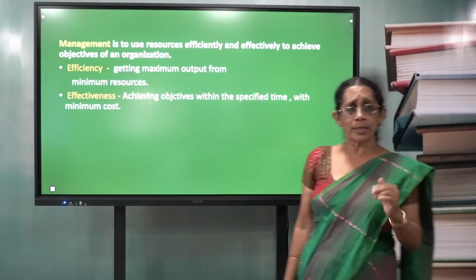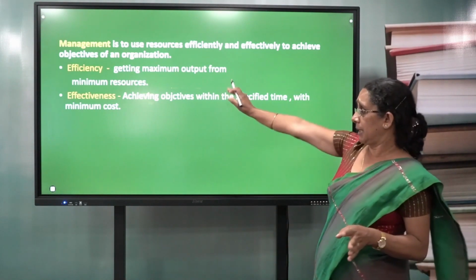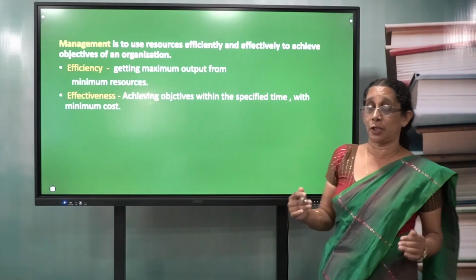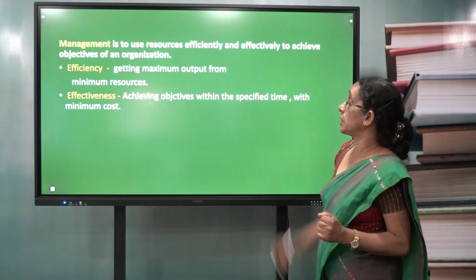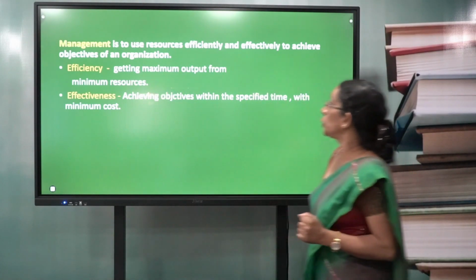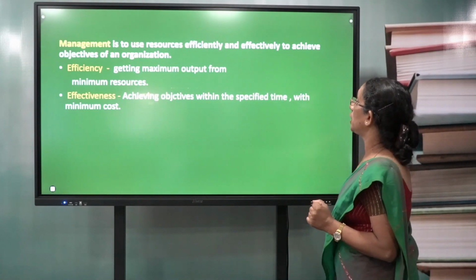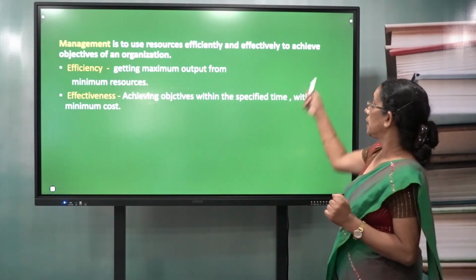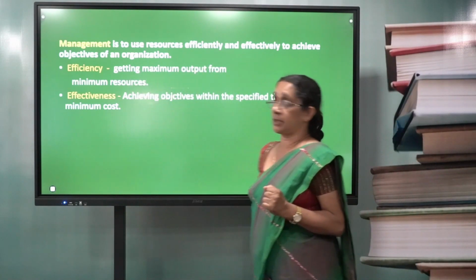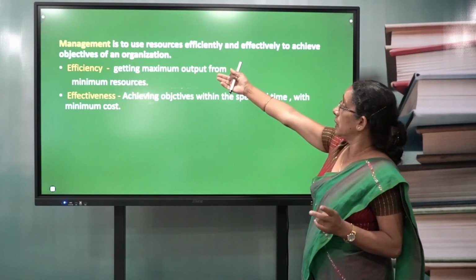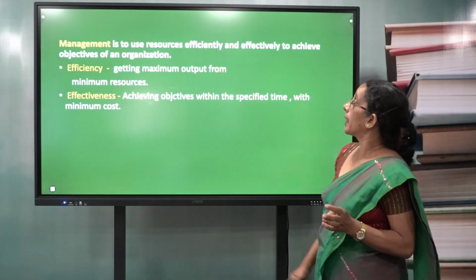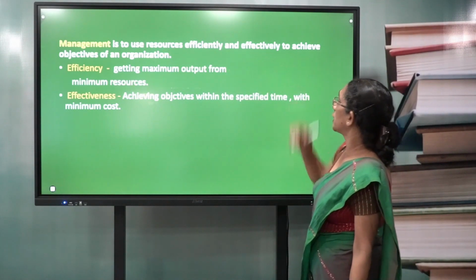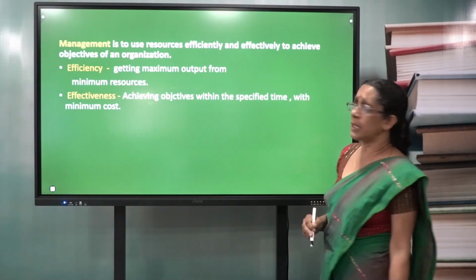Then what is management? This is one definition given about management. There can be other definitions, but at your level we are discussing this one. Management is to use resources efficiently and effectively to achieve objectives of an organization. You have studied what the objectives of a business are, and what the resources of a business are. And there are two new terms, efficiently and effectively. That is efficiency. What is efficiency?